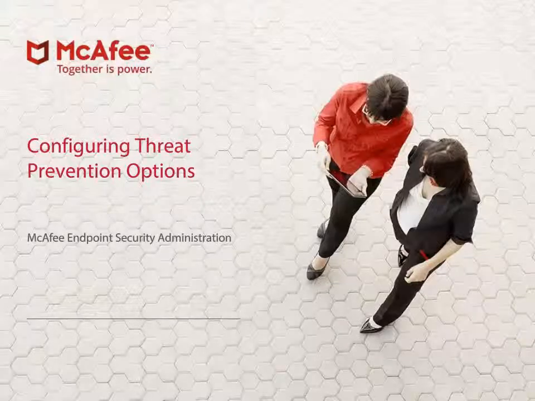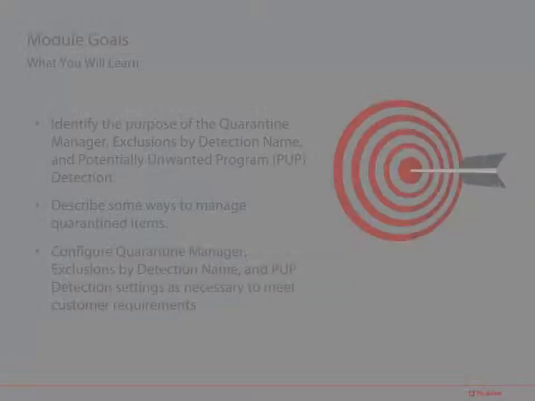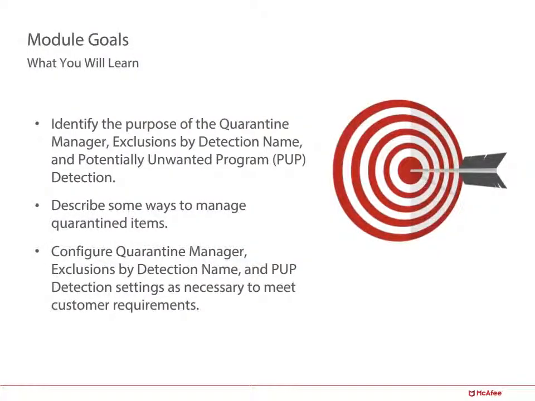In this module, we are discussing configuring the threat prevention options. What you will learn in this module is that we will identify the purpose of the quarantine manager, exclusions by the detection name, and any potentially unwanted programs that you want to detect.